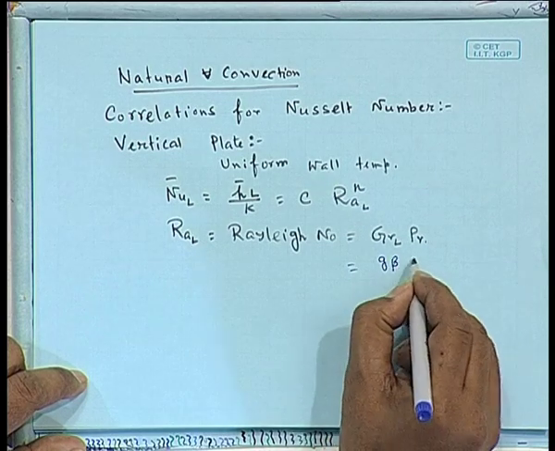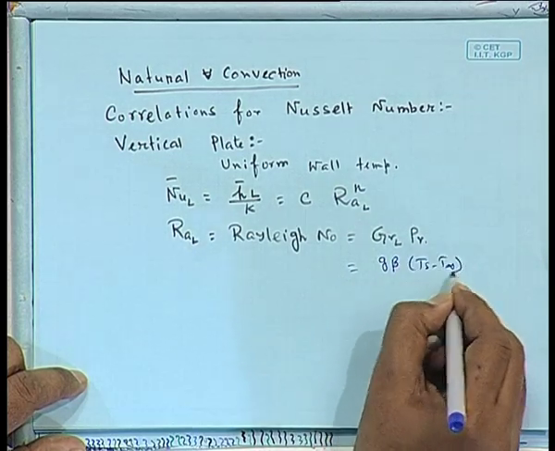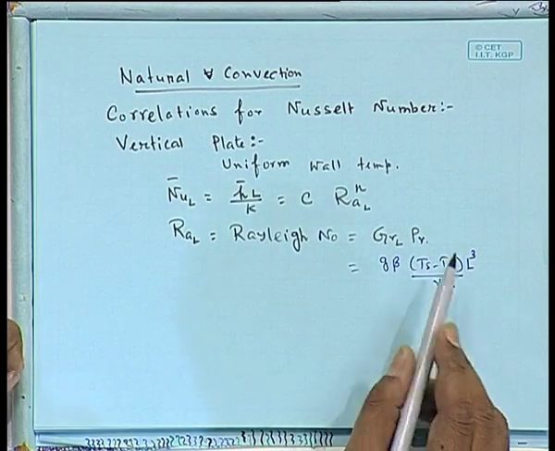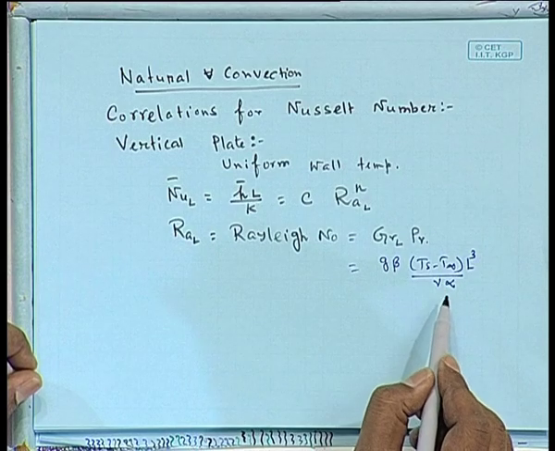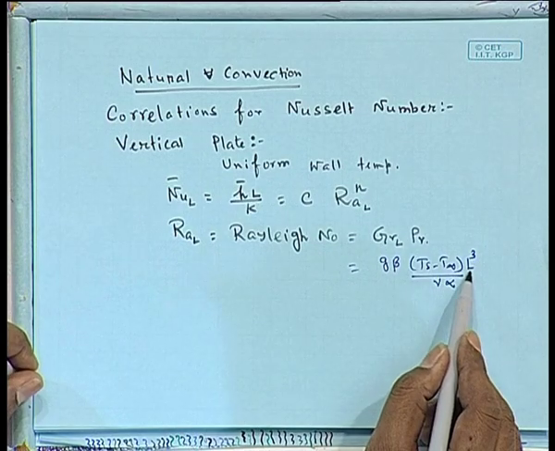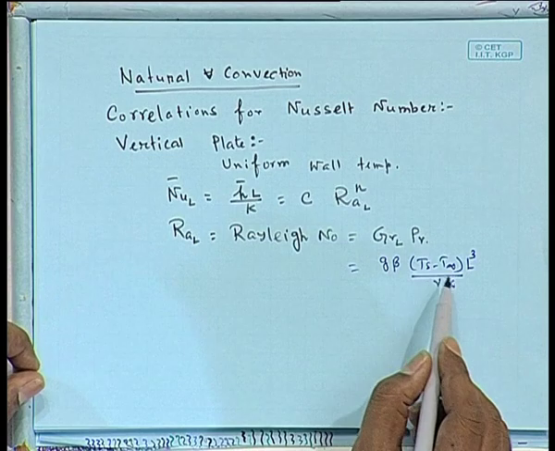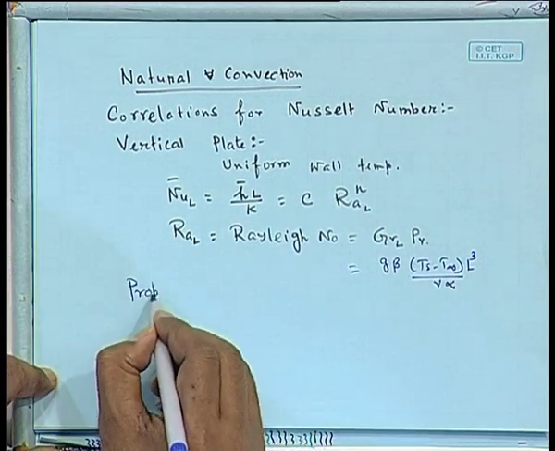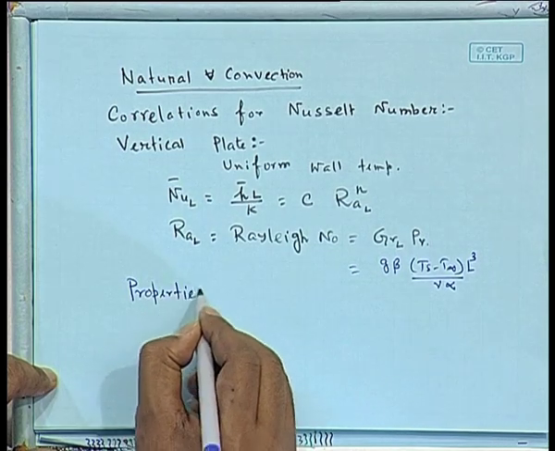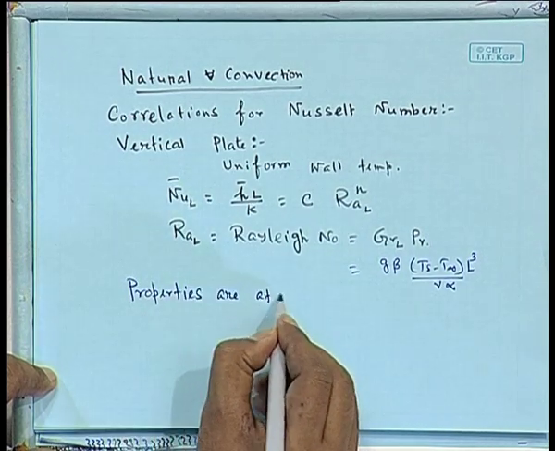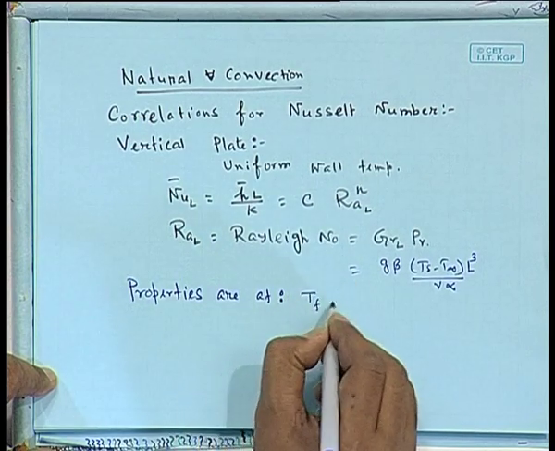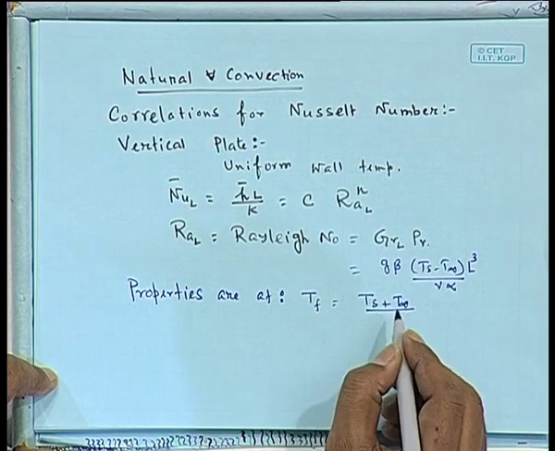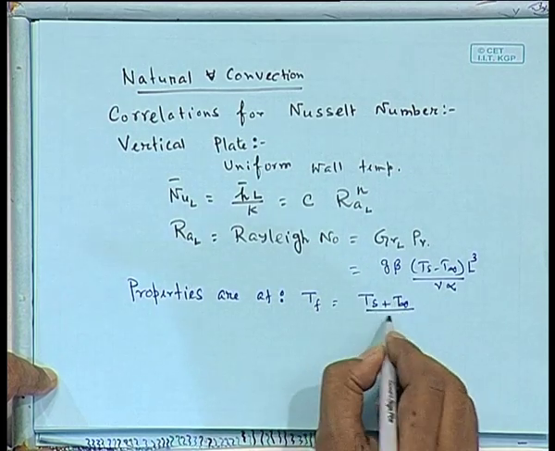Its expression is g beta (Ts minus T infinity) L cubed by nu alpha. So, basically it depends on the thermophysical properties, dimension, g and temperature difference. Now, all the properties are evaluated at the film temperature. That film temperature is basically the arithmetic average of the bulk temperature and the wall temperature.